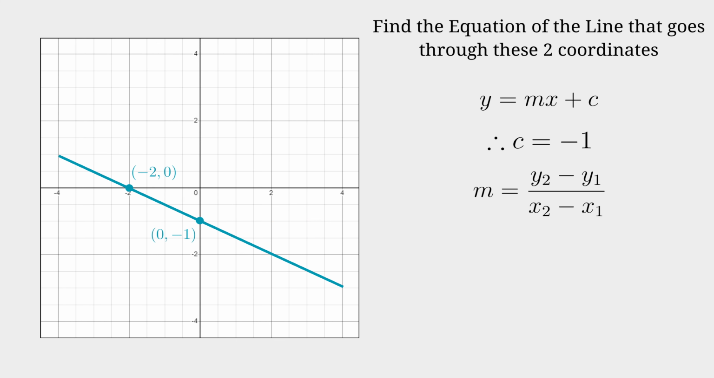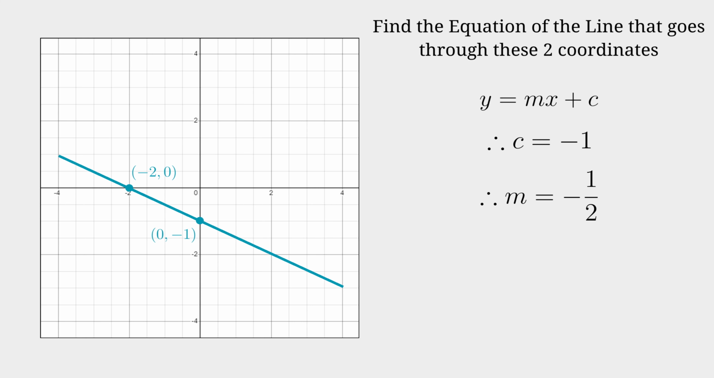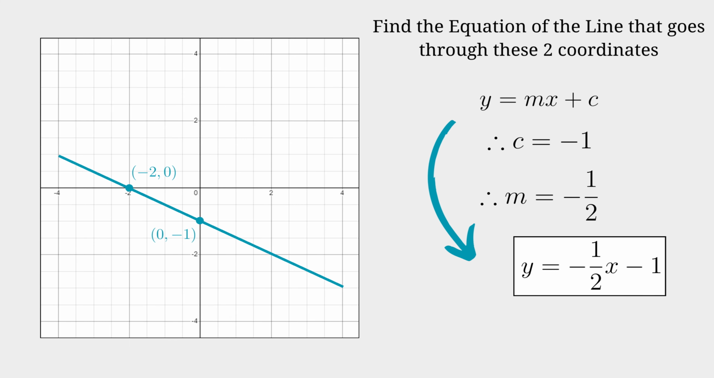m is the change in y over the change in x. Here, I chose (-2, 0) as my first coordinate, but either one can be your first coordinate. You will get the same answer. Plug your values into the formula and you will get your gradient. m is equal to -1/2. Thus you have all the information needed to write down the straight line equation. y is equal to -1/2 x minus 1.